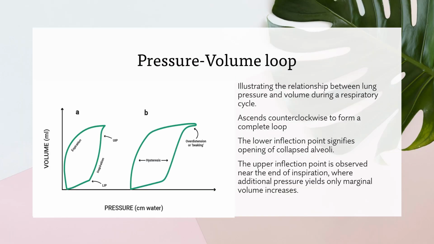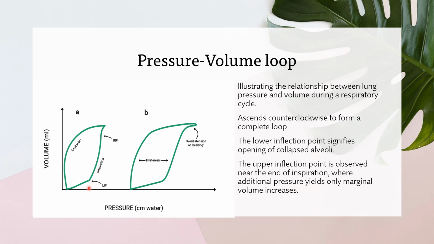This is the pressure volume loop. Pressure is shown on the x-axis while volume is on the y-axis. The pressure volume loop is a ventilator graphic illustrating the relationship between lung pressure and volume during a respiratory cycle. A standard pressure volume loop trajectory ascends counterclockwise to form a complete loop. It highlights critical inflection points that indicate rapid changes in the curve slope. This is the lower inflection point and this is the upper.